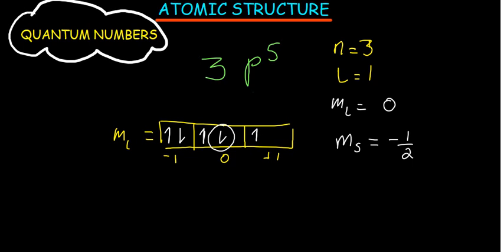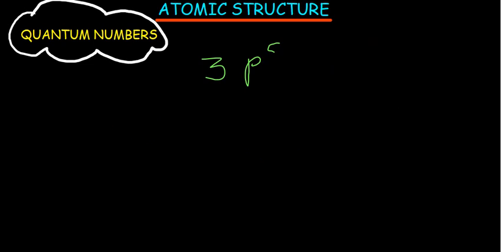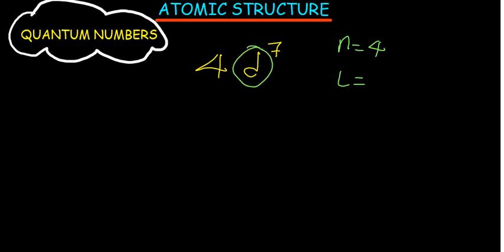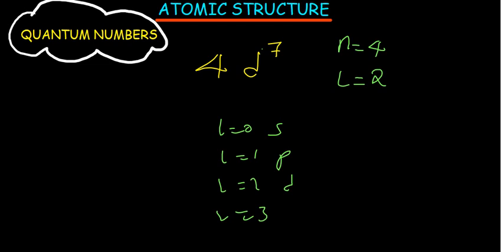No, it's not always p. Let me use another example. Let's say we have 4d7. This electron, the 4d7 electron. Firstly, n is going to be 4, the number in front. And then L. Whenever you see d, this tells you that L is equal to 2, because we said L equal to 0 is s, L equal to 1 is p, L equal to 2 is d, L equal to 3 is f, and L equal to 4 is g.